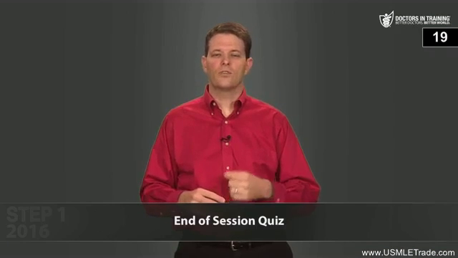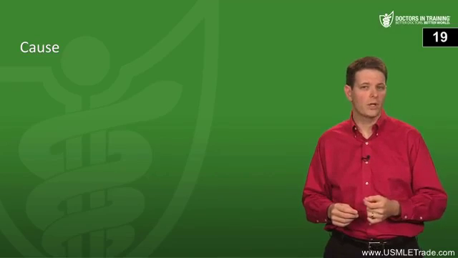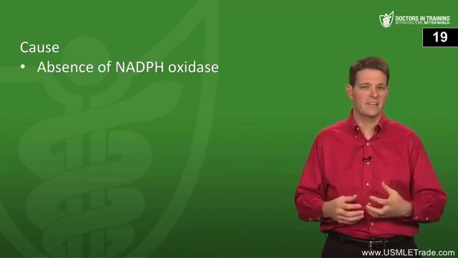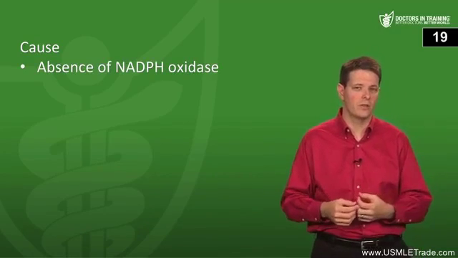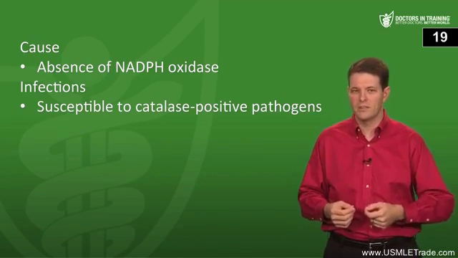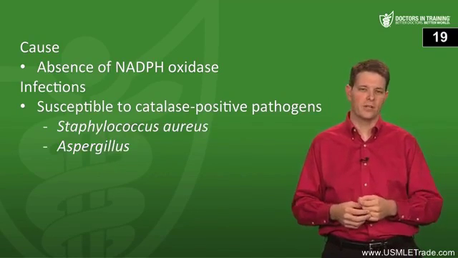Next, what's the cause of chronic granulomatous disease, and what infections are these individuals susceptible to? So the cause of chronic granulomatous disease is the absence of NADPH oxidase, so that phagocytes can't generate oxygen-free radicals. And that makes these individuals susceptible to catalase-positive pathogens, especially Staph aureus and Aspergillus.